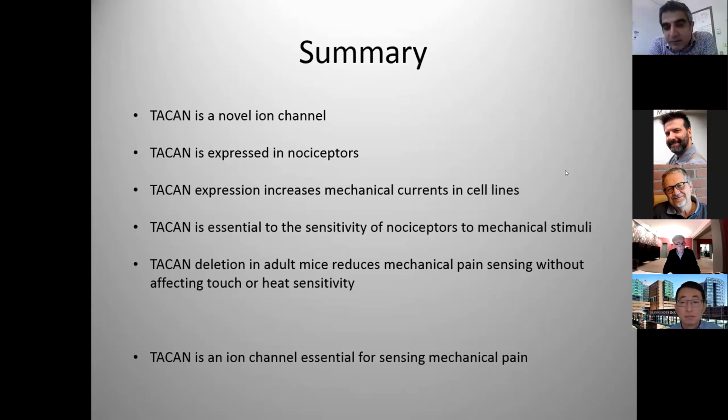So in summary, I kind of went over some of the other findings that we have, but in summary, TACAN appears to be a novel ion channel.